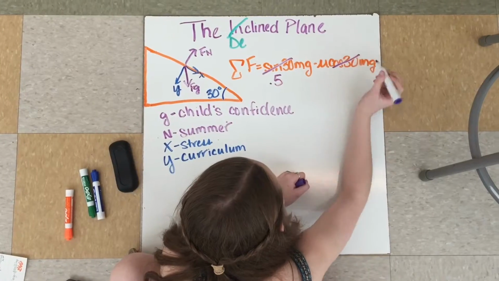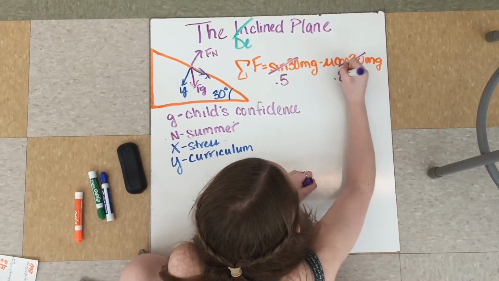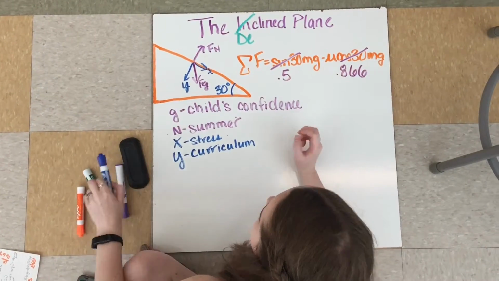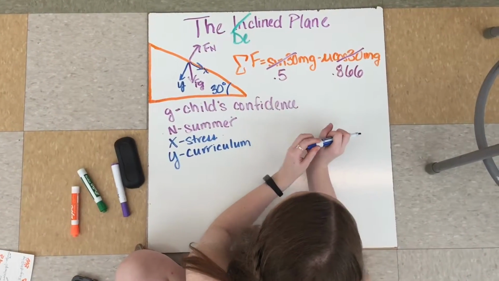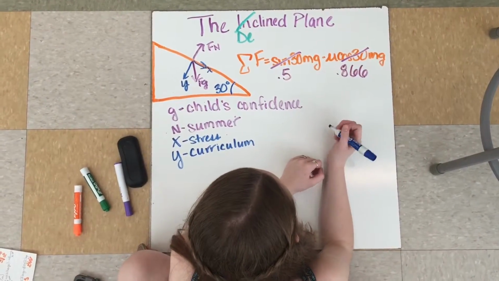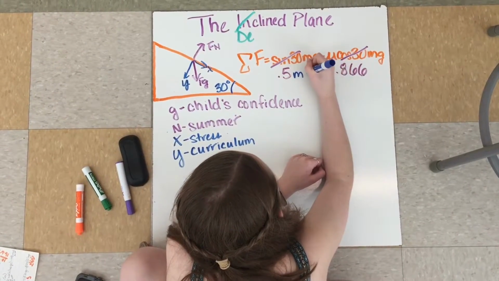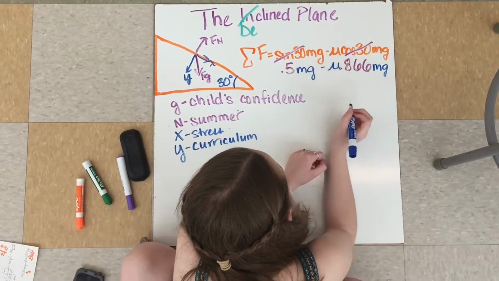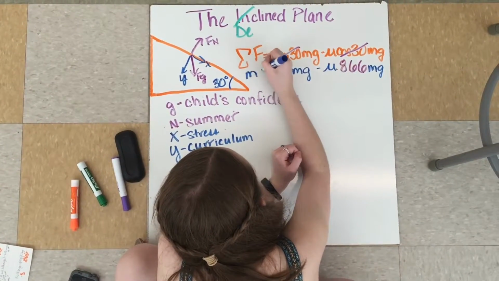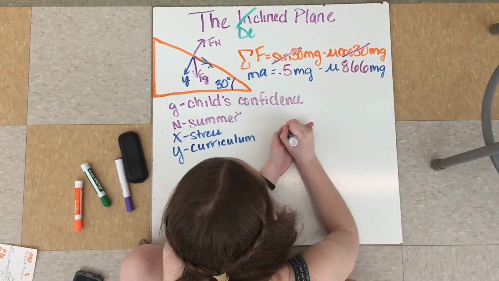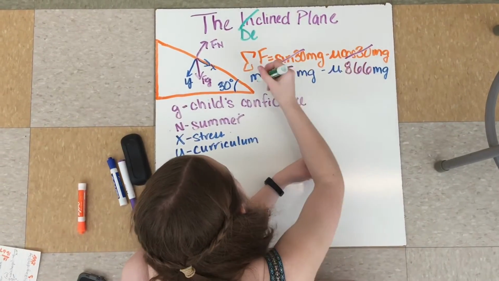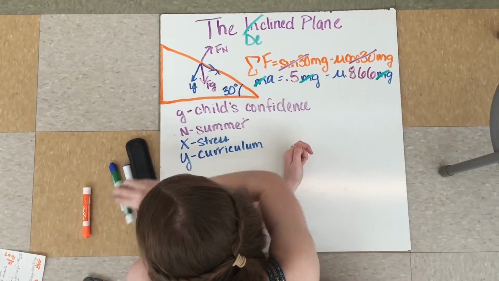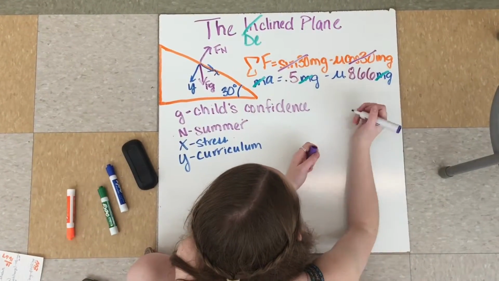So here we can substitute 0.5 in for sine of 30 degrees and 0.866 in for cosine of 30 degrees. And we bring down the mass times gravity on each side. And we set that equal to ma as net force equals mass times acceleration. And we have masses in every single term, so those cancel out. And now we're left with our acceleration equation.